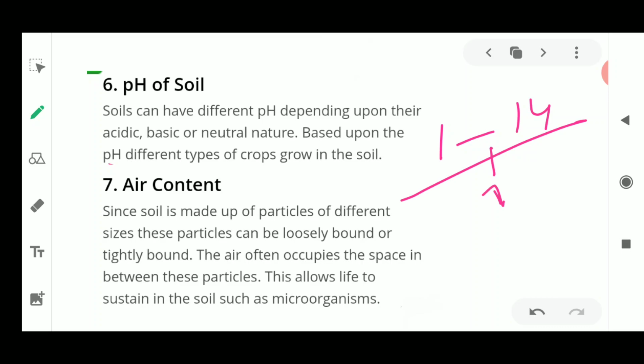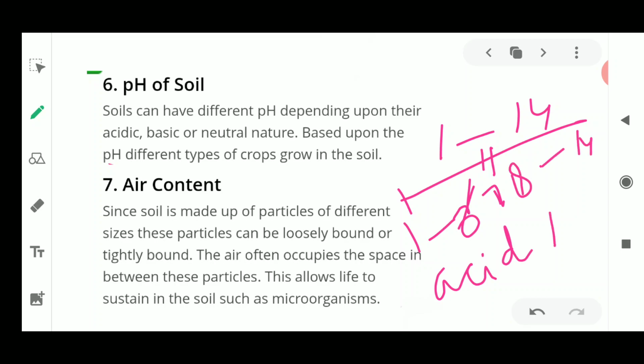Whenever we have to test the acidic condition, we test between number 1 to 6. So if the value is between 1 to 6, it is acidic, and if it is from 8 to 14, it is basic. So this is the basic idea behind the pH values, that it is a scale.